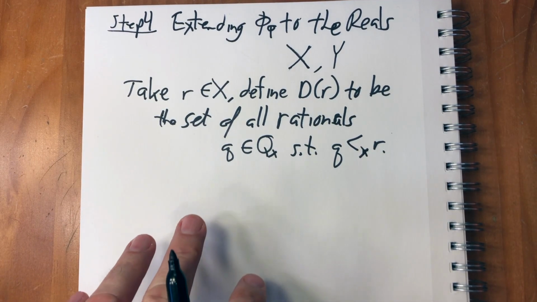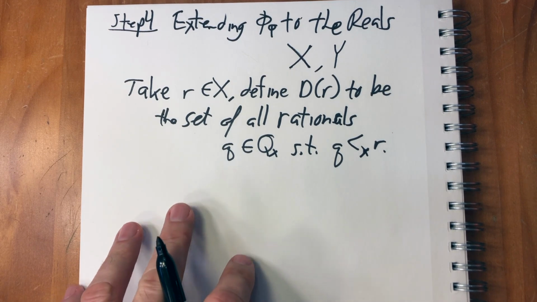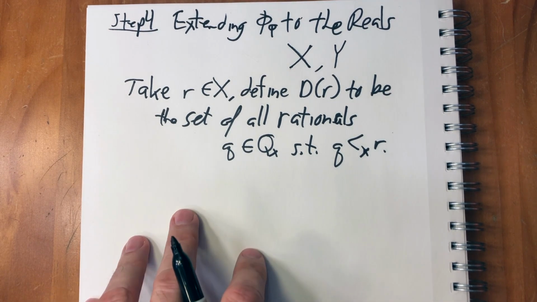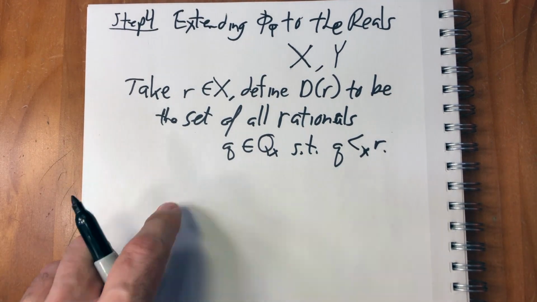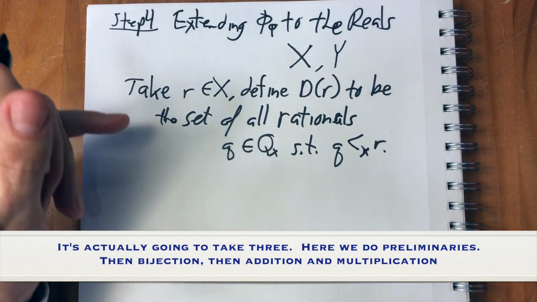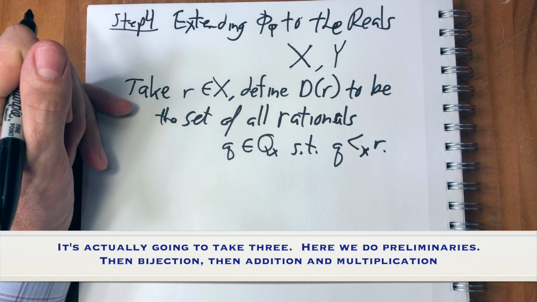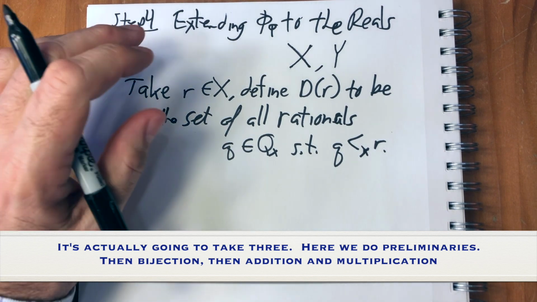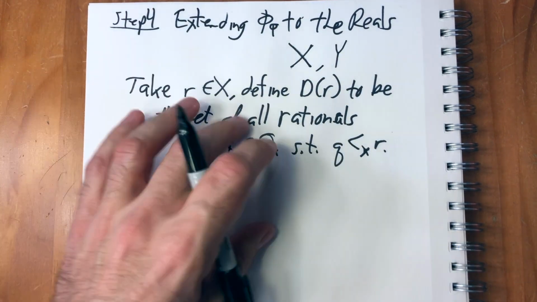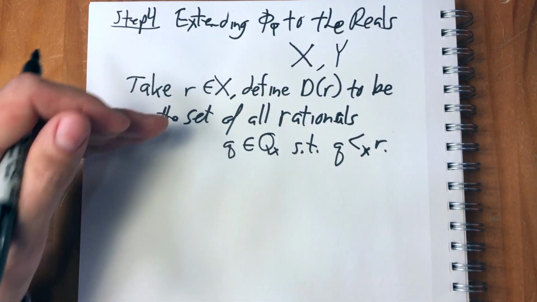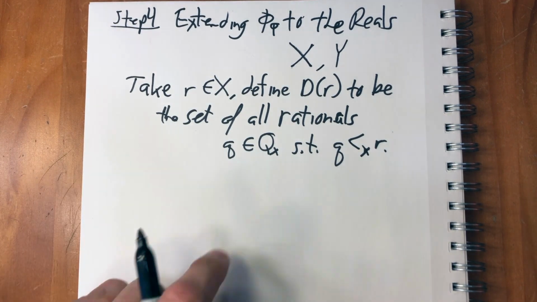Because this proof is difficult, I'm going to go very slow. I'm going to have to split this step up into 2 videos, I think. So for this video, we're going to prove that our isomorphism is a bijection, and then in the next video, we'll do addition and multiplication.